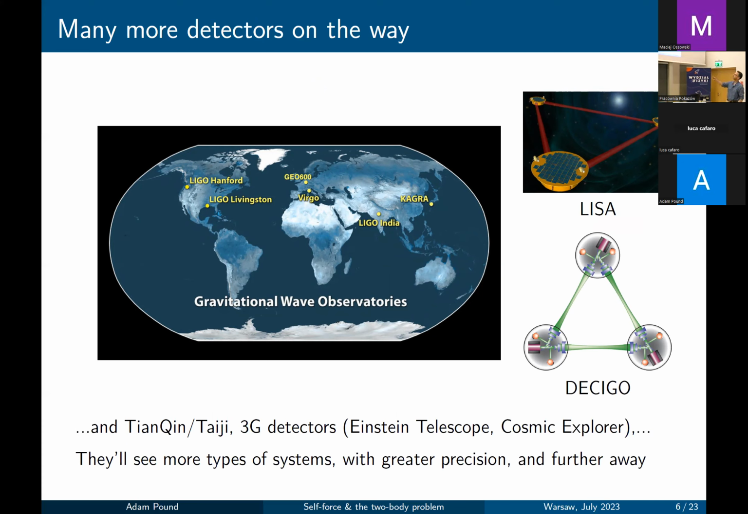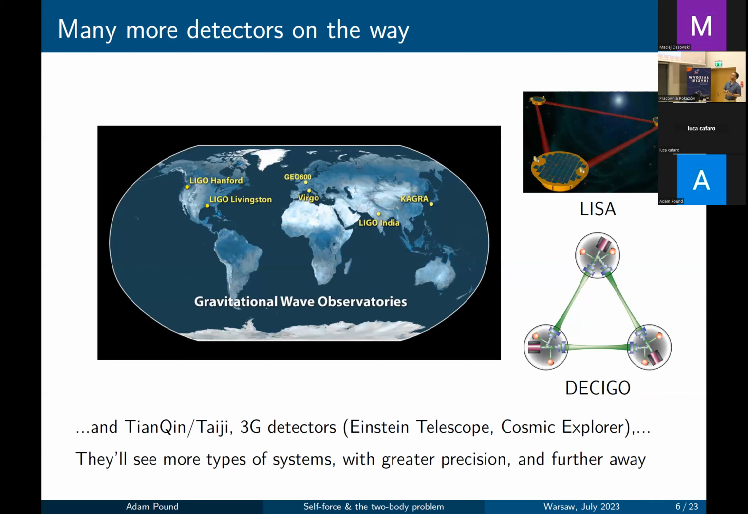This is what we currently have. We have 2 LIGO detectors in America. We have Virgo in Europe, and we have KAGRA in Japan. KAGRA is operational, but isn't yet at sufficiently high sensitivity to actually detect anything, but it is observing along with LIGO and Virgo.